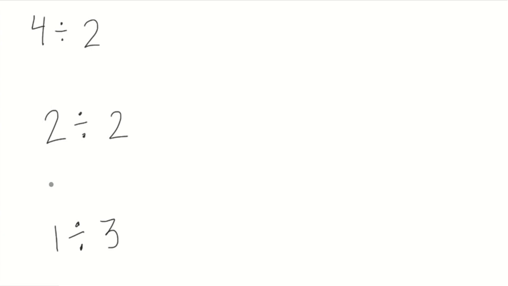4 divided by 2. What's another way I can write this division problem instead of using this symbol here? Well, I can write it as a fraction. A fraction is a form of dividing. You put the dividend, the number that's being divided, on top, and the divisor, the number that's doing the dividing, on bottom. Same here, and same here. Dividend, divisor.